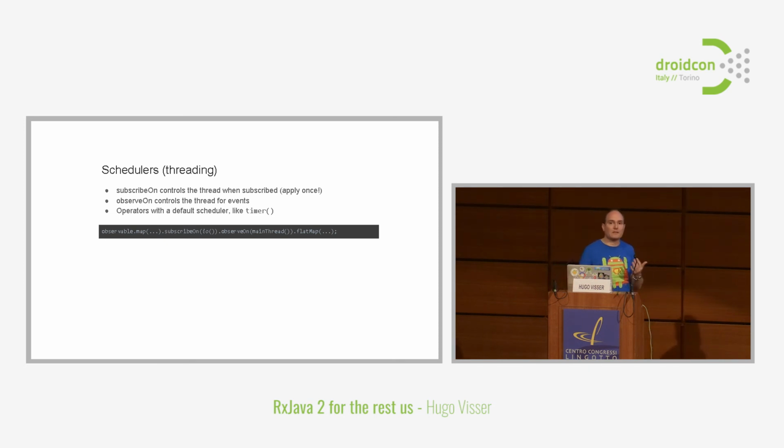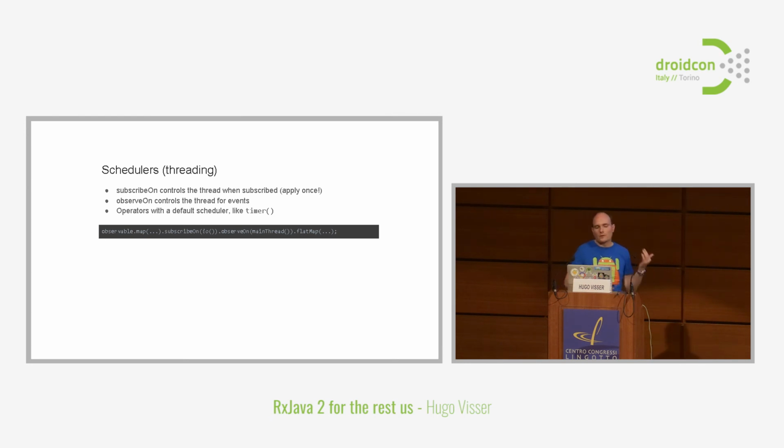So observe on you can apply multiple times, because you might want to do some processing on the background thread, do something on the main thread, and then switch back to a background thread if you do more processing after that. And in this example, you can see we do a map, and this has an operator, subscribe on, so it's basically working in this direction. So the map is now on the background thread. And then we have this observe on, and we give it a main thread, and we have a flat map. So observe on is basically working in the other direction.